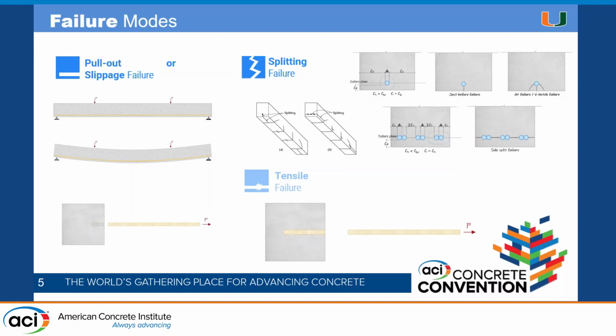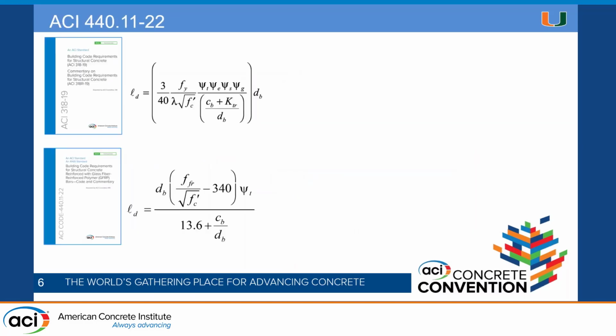Typically we could divide those bond failures between the slippage failure, that is when the bar slips from your element, and splitting failure, that is a more complex type of failure because you have more parameters like the clear concrete cover, the tensile strength, the rebar diameter, the confinement effect. So you have more parameters that could affect those splitting and, as I mentioned, the surface treatment of your FRPs. Of course, the one that you would like is the tensile failure. You want to achieve the full capacity of your rebar.